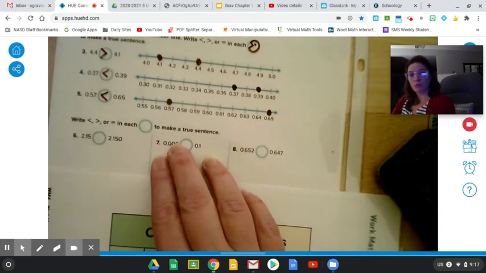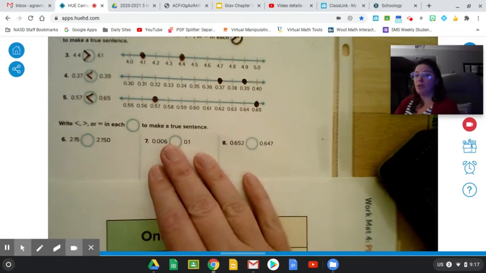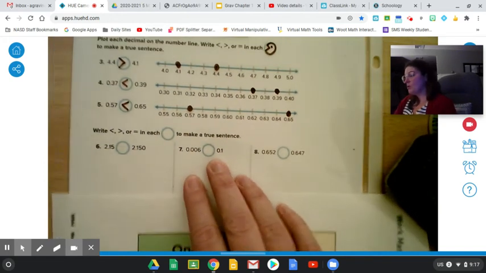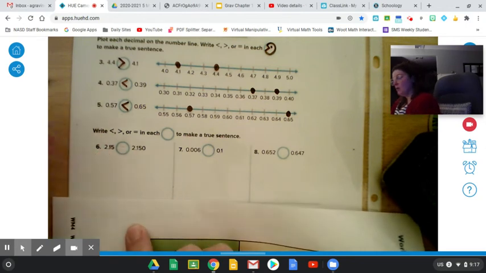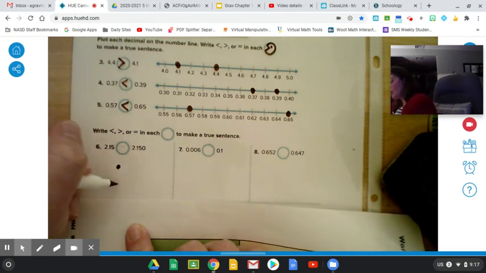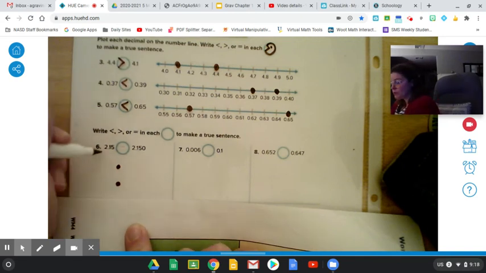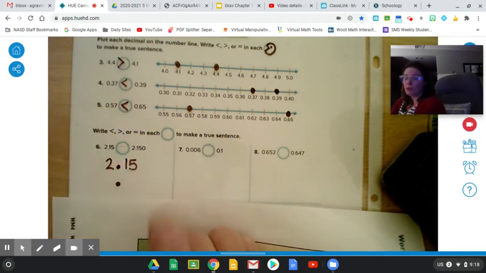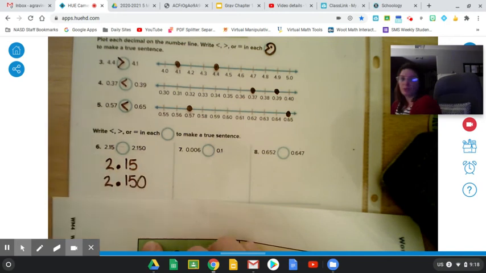All right, now let's do some problems without a number line. And the strategy that we want to use is to line up your decimal points and stack your numbers. So what I mean by that, if we look at our two numbers, we want to rewrite them so that their decimal points are stacked on top of each other. So let's take our 2 and 15 hundredths, and then 2 and 150 thousandths.